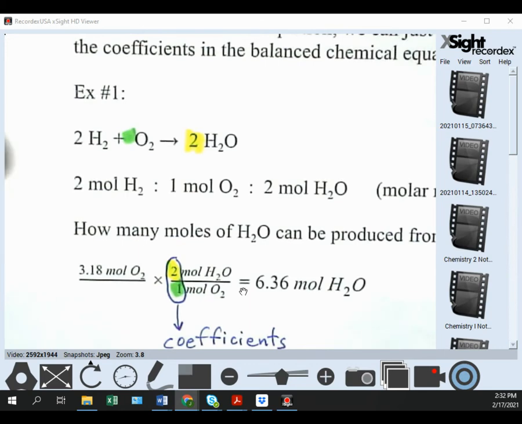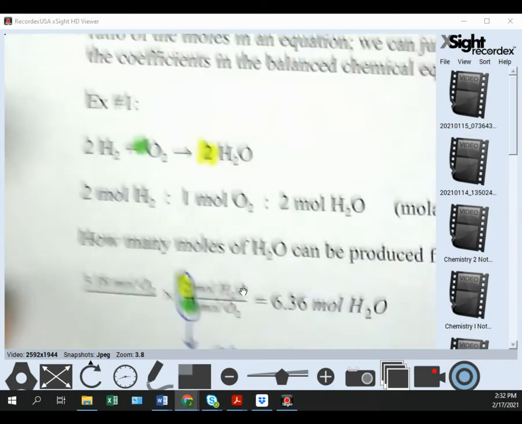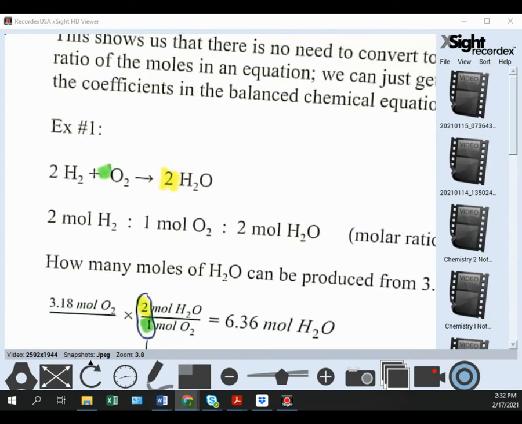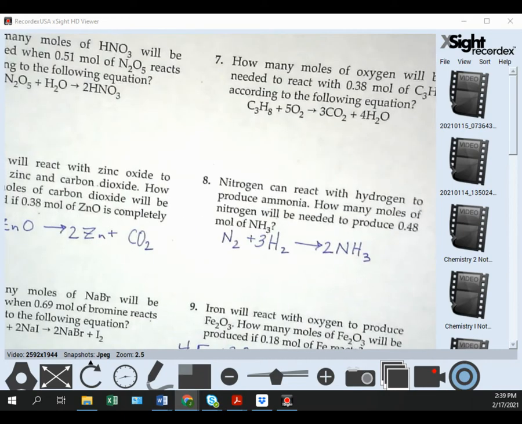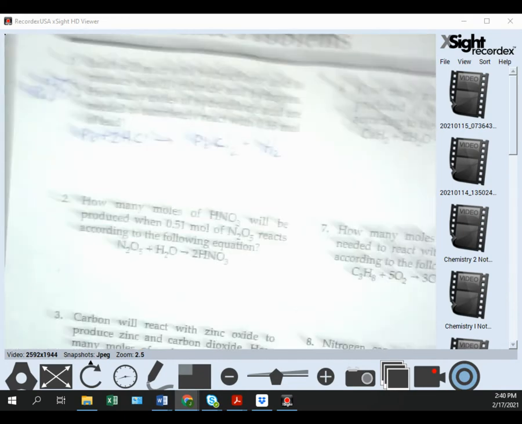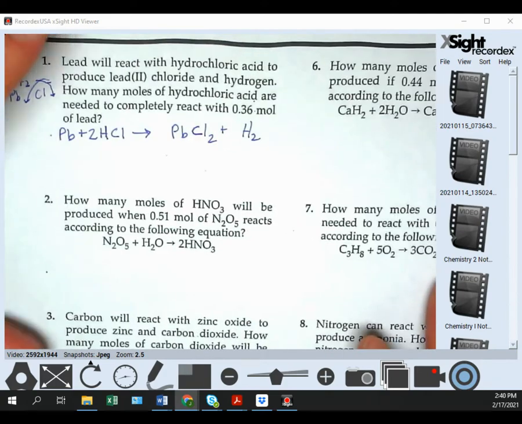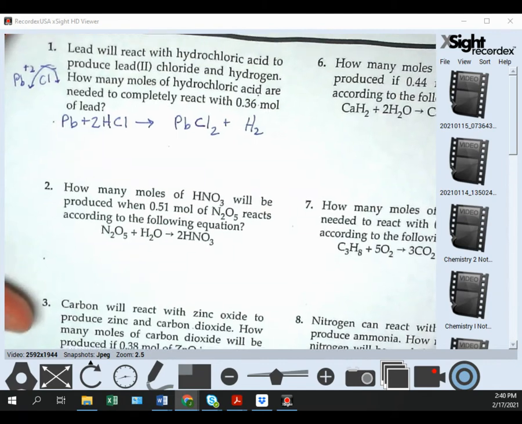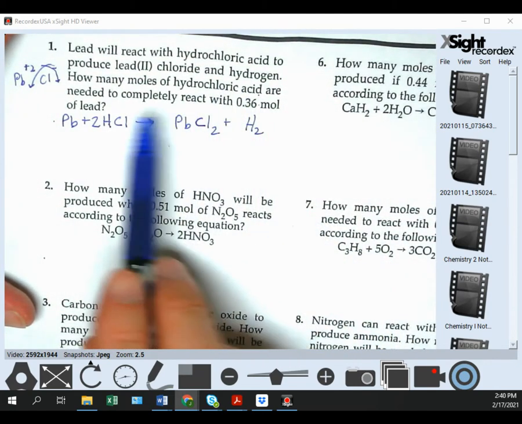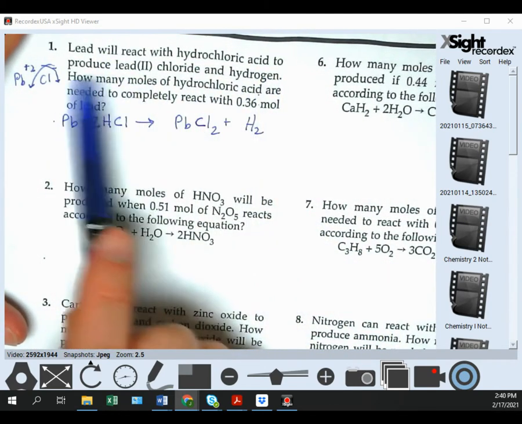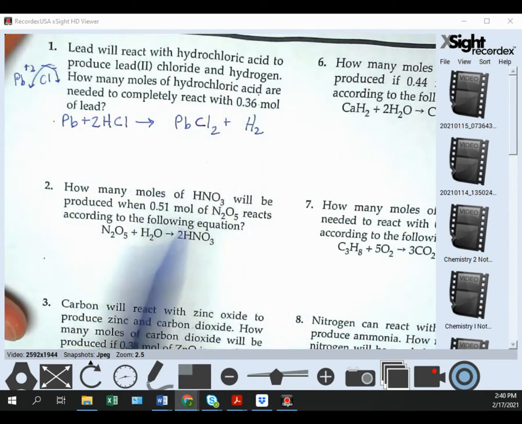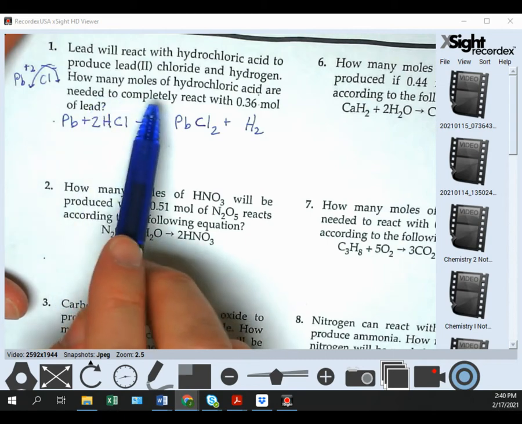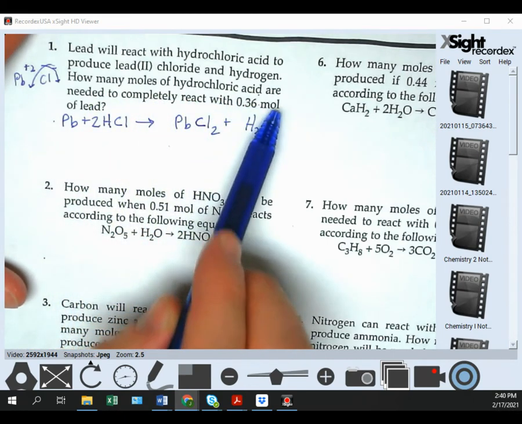All right. So I'm going to pause this for a second. Okay. So we're going to do number 1, go back to number 1 and actually work through that one. Okay. So it says lead will react with hydrochloric acid. So we got that. That's our balanced equation. How many moles of hydrochloric acid are needed to completely react with 0.36 moles of lead?